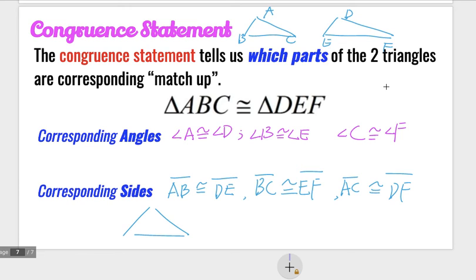That's all I want to share with you today about the basic introduction of congruence, and also we practiced how to write down the congruent statement.